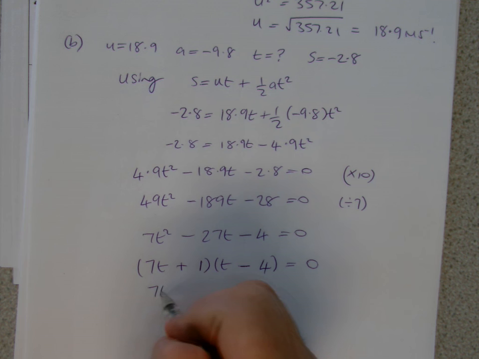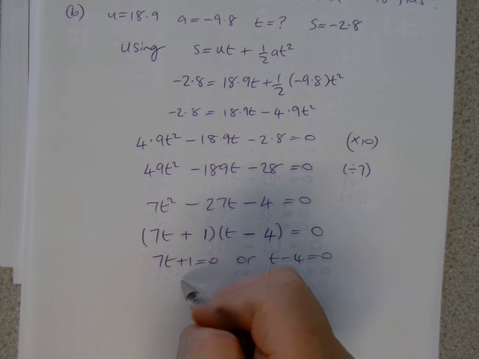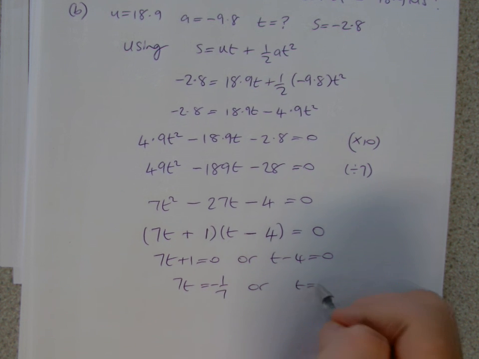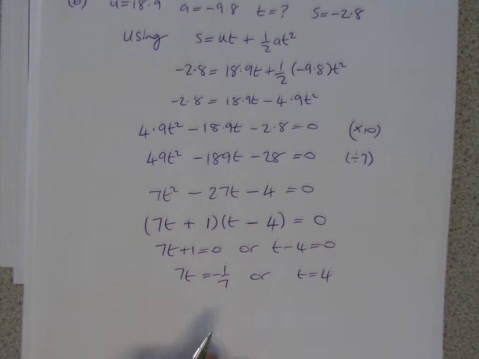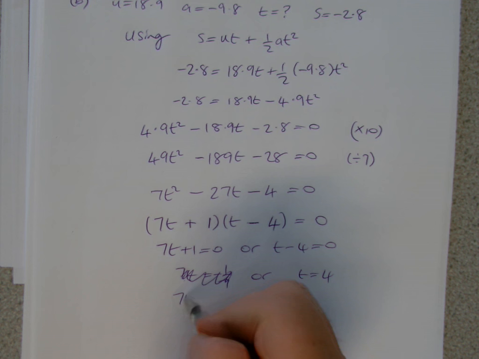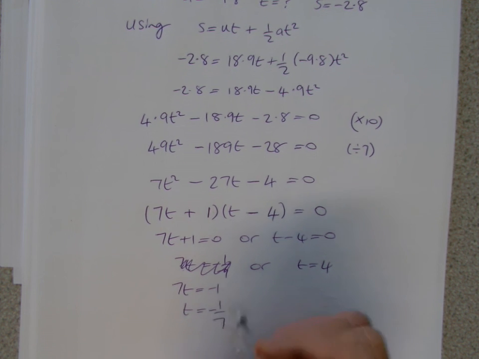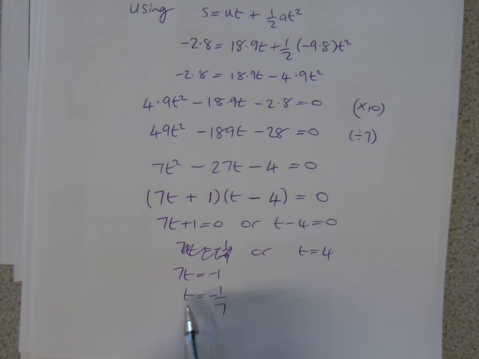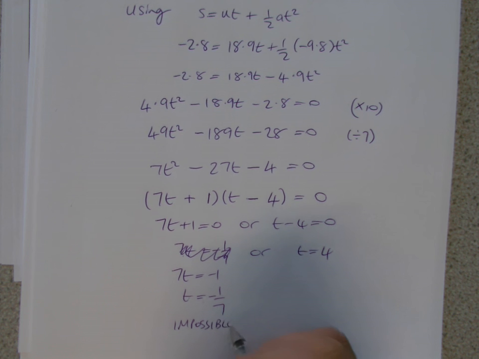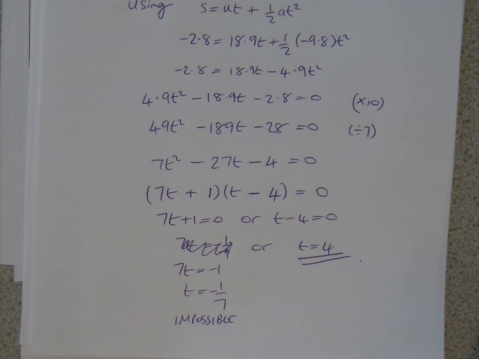So we say 7t plus 1 equals 0, or t minus 4 equals 0. 7t is equal to minus 1, so t is minus 1 over 7, or t equals 4. But of course you can't have negative time. That's impossible. Which means t equals 4 seconds is how long it will take for it to hit the ground.